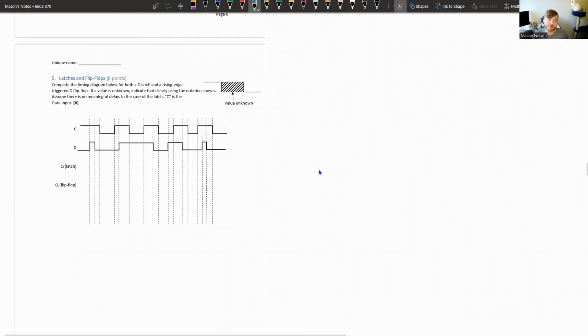Moving on to problem 5, we have our latches and flip-flops. We're supposed to complete the timing diagram, one for a D-latch and the other for the rising edge triggered D flip-flop. It says if it's unknown, use a bunch of slashes to show that it's unknown. Assume there's no meaningful delay, meaning the delay exists, but it's so small we can't really see it on this graph. And it says in the case of the latch, C is the gate input. In the case of the flip-flop, C stands for clock, D will stand for data for both. And so let's see, data and clock.